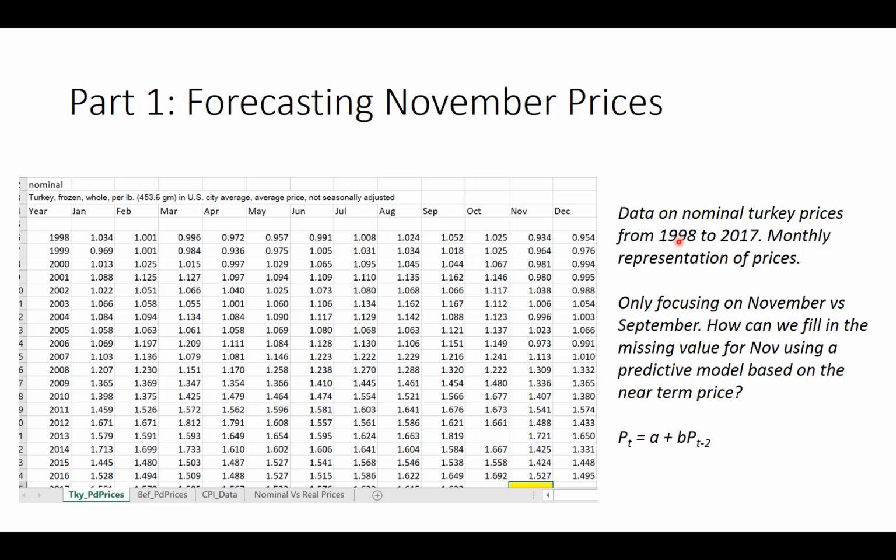The data go from 1998 to 2017, and we're trying to figure out how to fill in this missing spot. You'll see in the spreadsheet that this is a yellow empty cell. How do we fill in this missing value for November turkey prices? We're going to use a regression of the current November price based on the 2-month prior September prices. That's a fairly simple exercise, and we'll go do that right now.